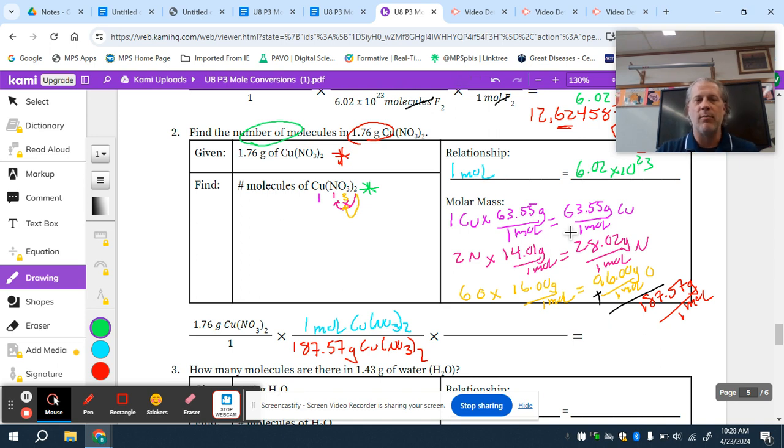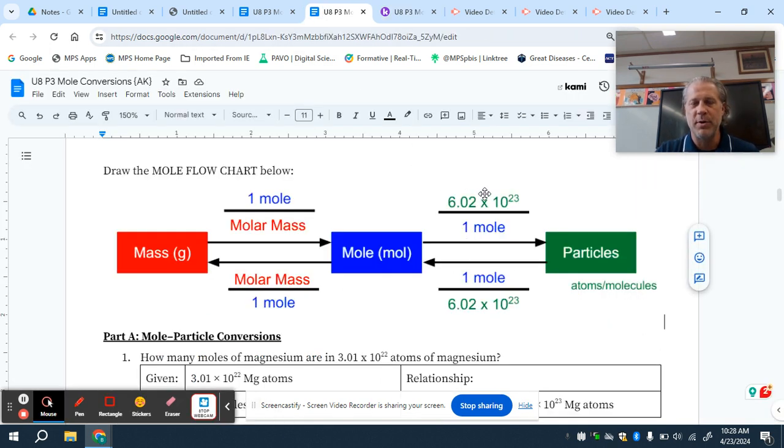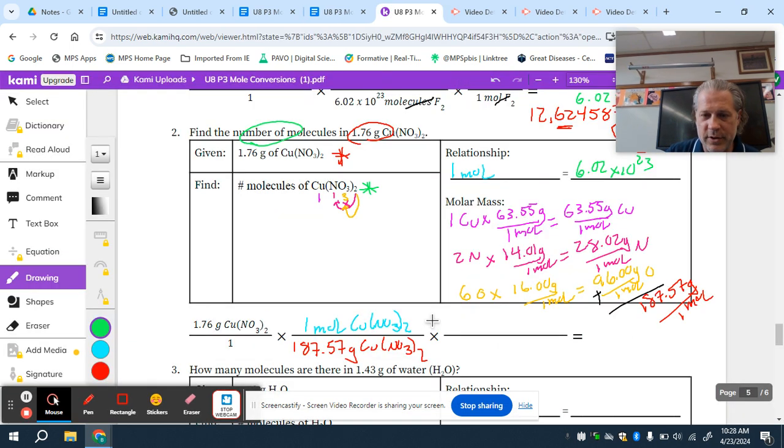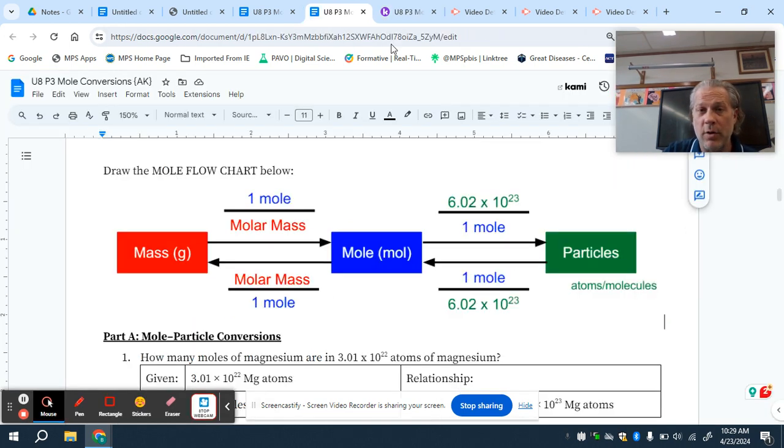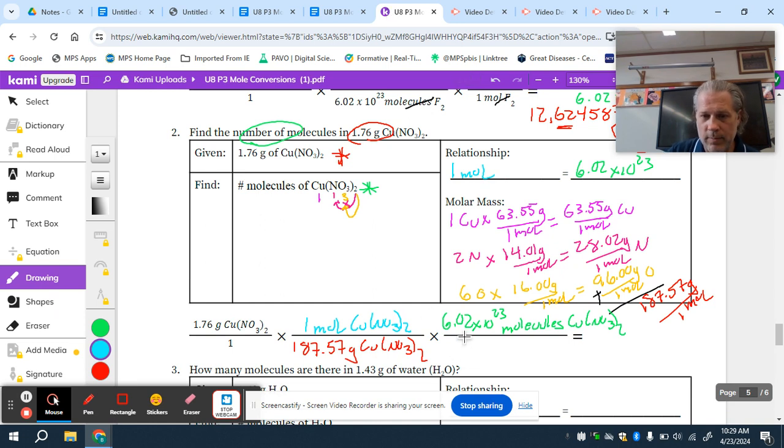So if I look back at the mole flow chart, it says the 6.02 times 10 to the 23rd is on top and the 1 mole is on the bottom. So I'm going to start with the 6.02 and put that on top. So 6.02 times 10 to the 23rd, and that's going to be molecules of, in this case, CuNO3 2. And then again, according to the mole flow chart, 1 mole has to go on the bottom. So I'm going to put 1 mole of CuNO3 2 on the bottom.